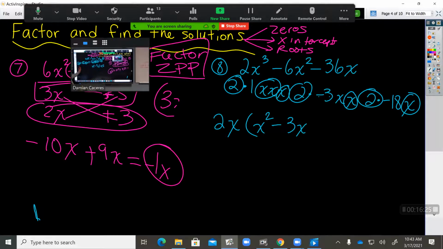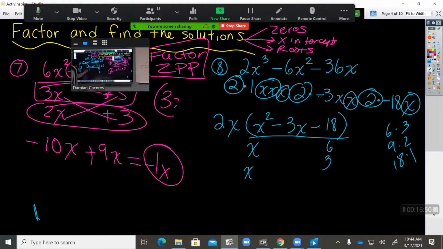And then what do we not circle on the last term? Minus 18. Now we're ready to factor what's in the parentheses. Line underneath, break down the first and the last number. What times what is x squared? X times x. What times what is negative 18? It could be 6 times 3, 9 times 2, or 18 times 1. I'm going to try 6 times 3, but one of them has to be negative. So I'm going to choose the negative right here.